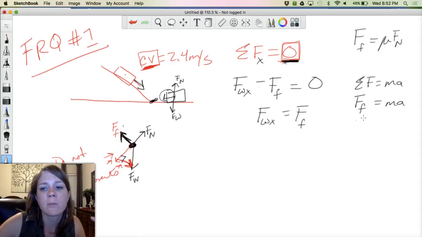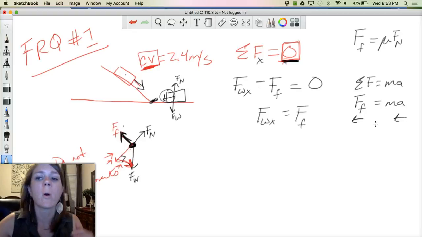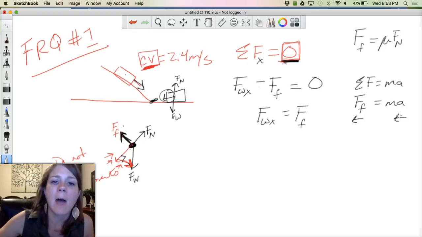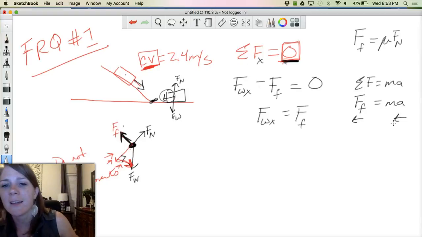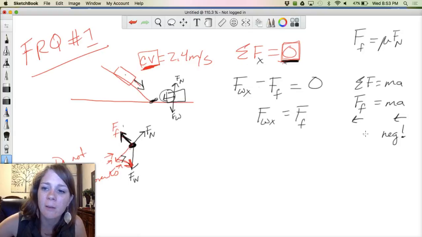And since the frictional force is directed to the left, and that's my net force, then the acceleration has to be directed to the left, because acceleration and net force are always directed in the same direction. However, the motion was to the right. So what does that mean my acceleration is going to be? It's going to be negative. The acceleration is going to be negative because it is opposite the direction of motion.